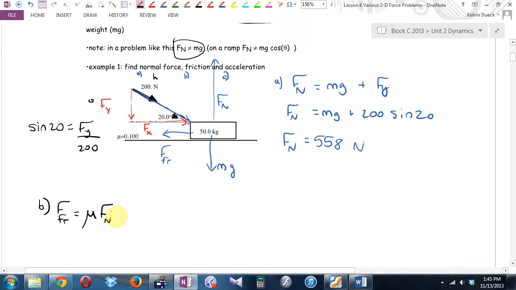Holy smokes. Kelly, what's mu? It's in the question. It's in the diagram. Look. What's mu? Hey, what was the normal force? 558 point something. No calculator. What's 0.1 times 558? 55.8. That's friction.